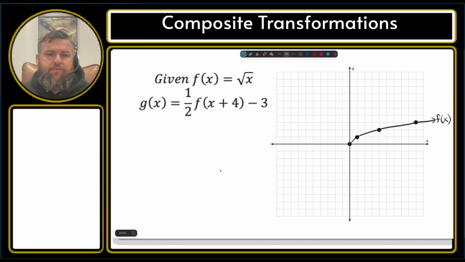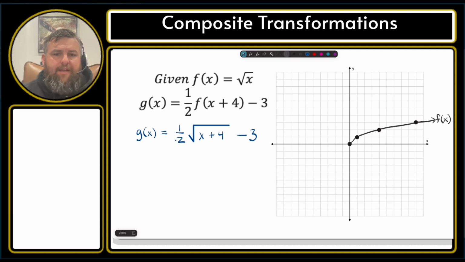Let's look at our first example. Given f of x equals the square root of x, g of x equals 1/2 of f of x plus 4 minus 3. First thing we're going to do is take this function in function notation and rewrite it in equation form.